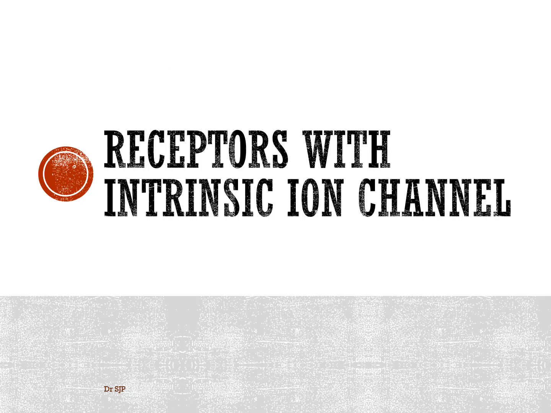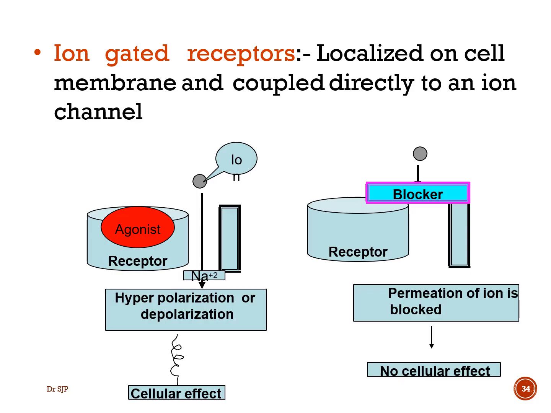Now moving on to the receptors with intrinsic ion channels. Ion channel receptors are also known as ionotropic receptors. These are receptors located on the cell membrane. They are coupled directly to an ion channel and therefore are known as agonist regulated ion channels. As the name suggests, they only open when the receptor is occupied by an agonist.